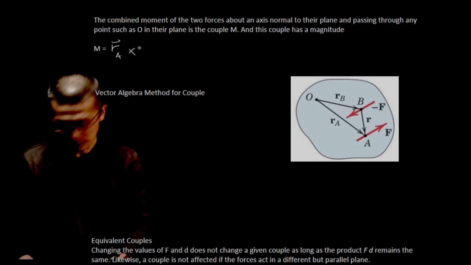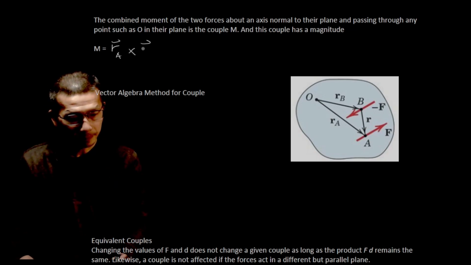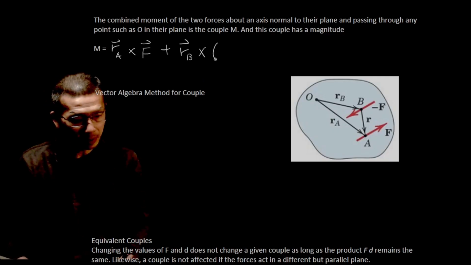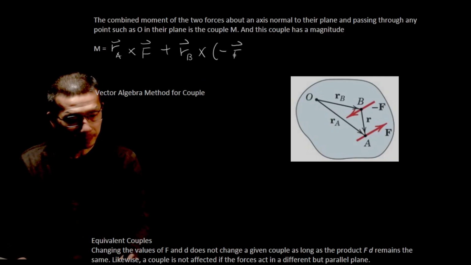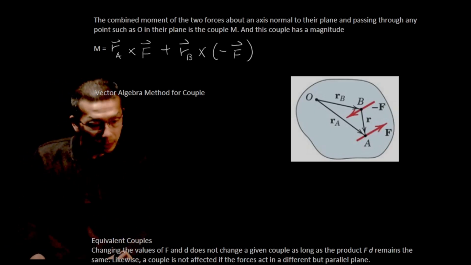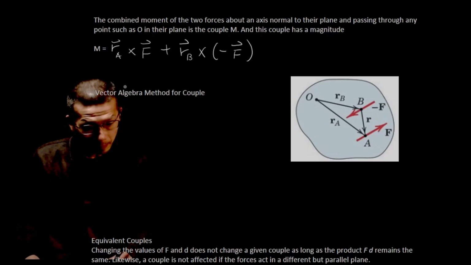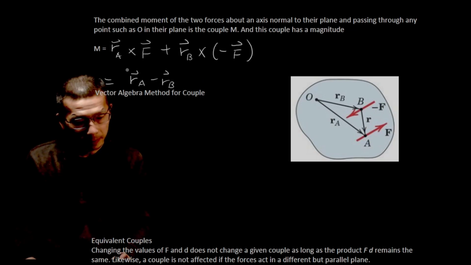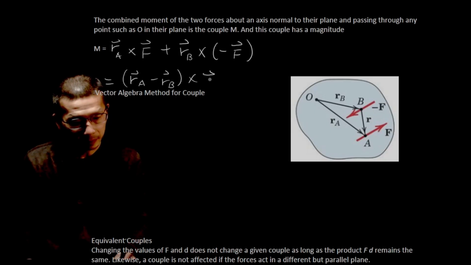rA cross F and rB cross vector minus F. Okay, minus F. So this gives us rA minus rB cross the vector F.